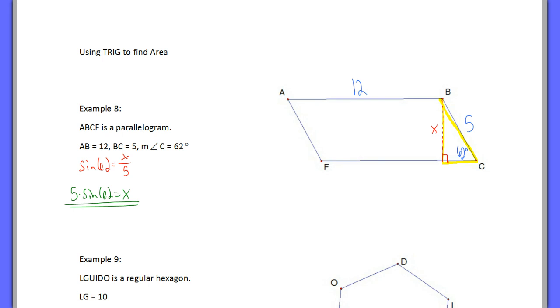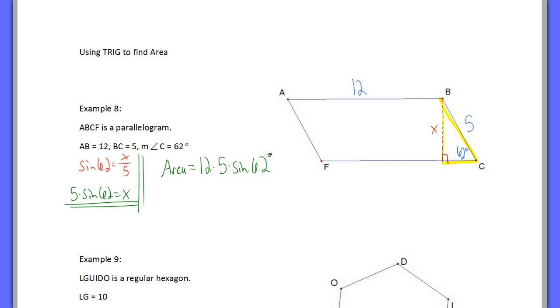Now we're going to keep it like that for right now. At the very end of this, we'll go to the calculator and get the approximate area. But for now, I know that x, the height of this parallelogram, the distance between the top and the bottom, is equal exactly to 5 times the sine of 62. Now on to actually calculating the area. The area of this parallelogram is the base of 12 times the height, which we now know is 5 times the sine of 62. Just like for a rectangle, area is base times height.